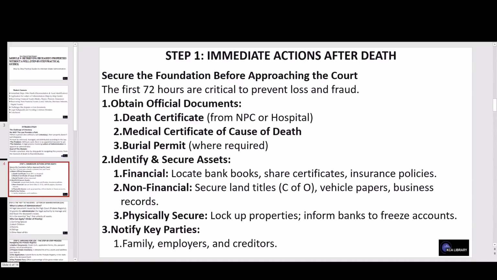Immediately somebody dies, the first action you must take is to secure the foundation before approaching the court. The first 72 hours are critical to prevent loss and fraud. Number one, obtain official documents like the death certificate from either the National Population Commission or hospital. Number two, the medical certificate of cause of death. Number three, the burial permit where it is required.